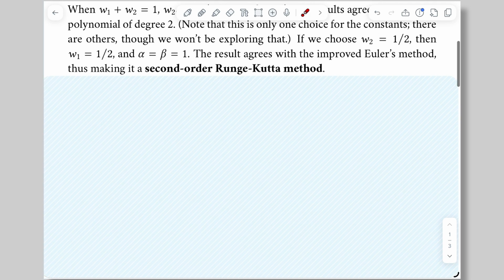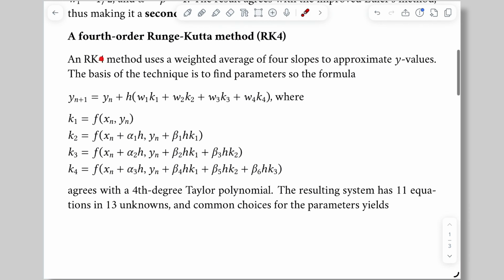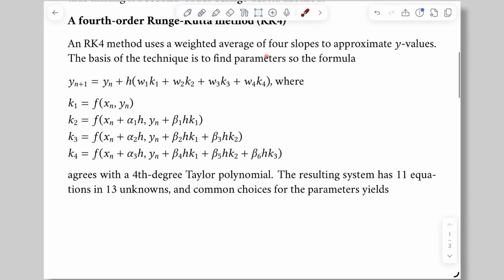There does exist a third-order Runge-Kutta method. We're not going to look at it. We're going to look at what's called a fourth-order Runge-Kutta method, and this is actually what we're going to use when we get to Excel. It's abbreviated RK4. That's something you can see out there if you see numerical solvers. An RK4 method uses a weighted average of 4 slopes.